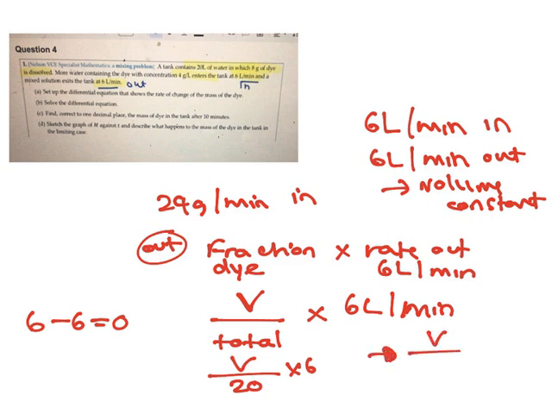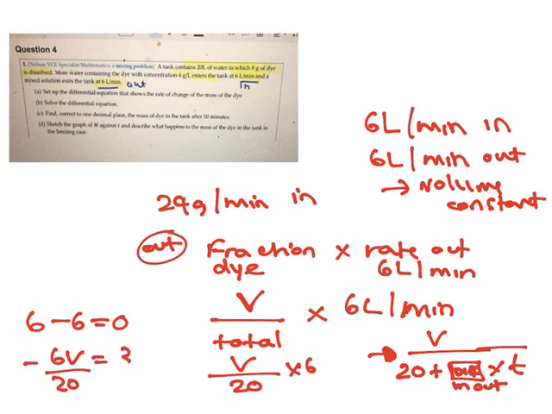See, what would normally happen is you have the volume that is in there, plus the difference between what goes in and out, and then times t for time. That's if it's a variable volume in there. So this ends up being 6V on 20 going out, which would be 3V on 10.